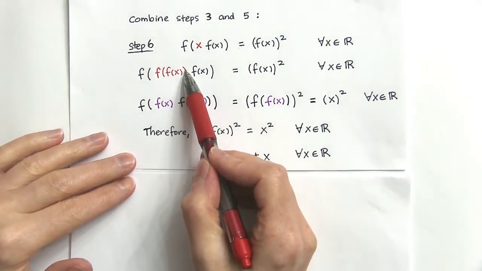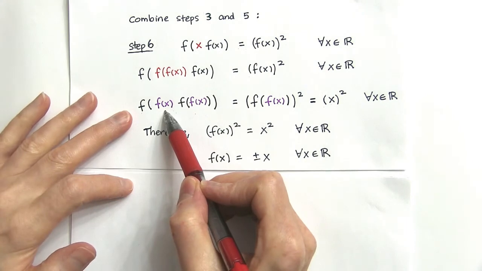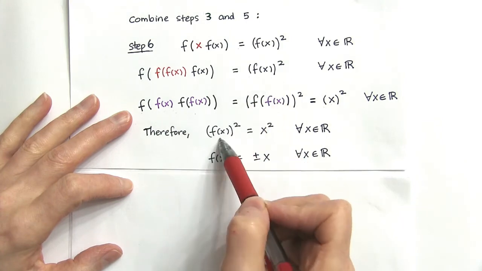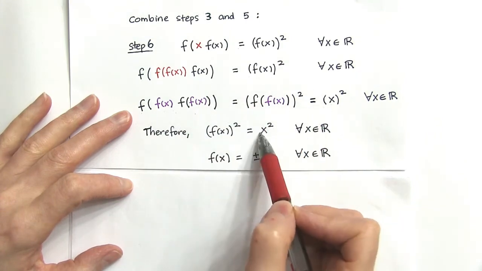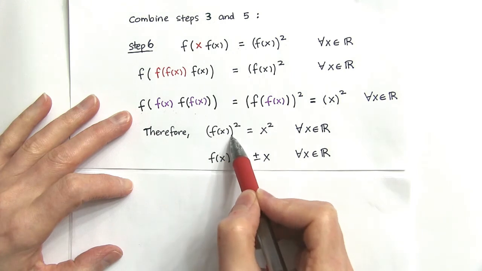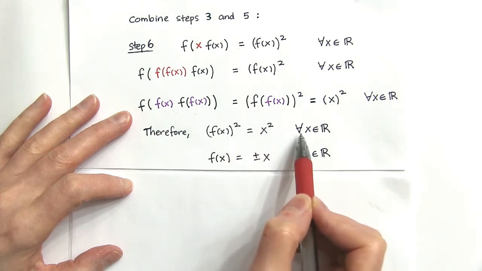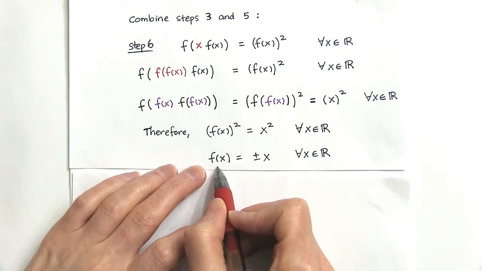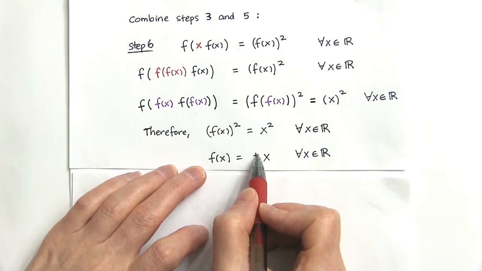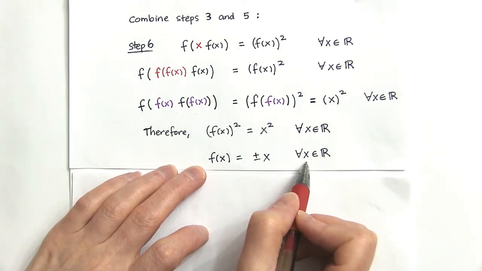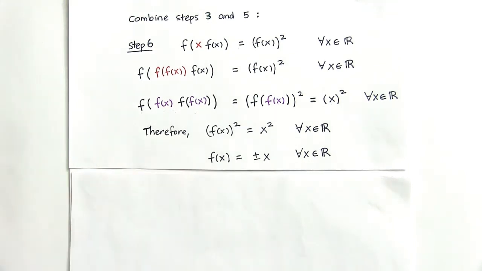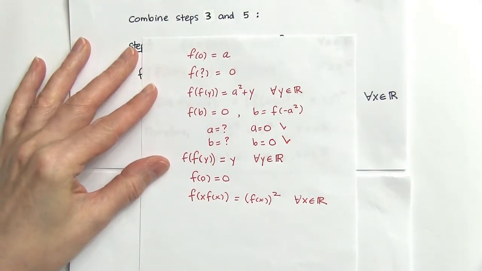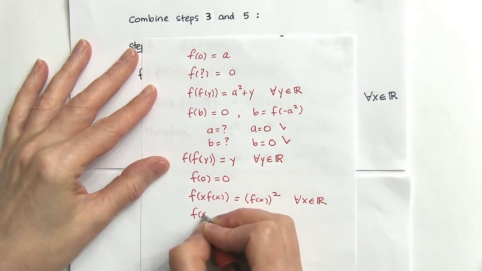So because this expression is the same as this expression, and this expression equals the square of f at x, and this expression equals x squared, we have discovered that the square of f at x is the square of x for every x in the real numbers. Solving for f, we know that f is either plus or minus x for every real x value. So I'll write that in my list of conclusions.